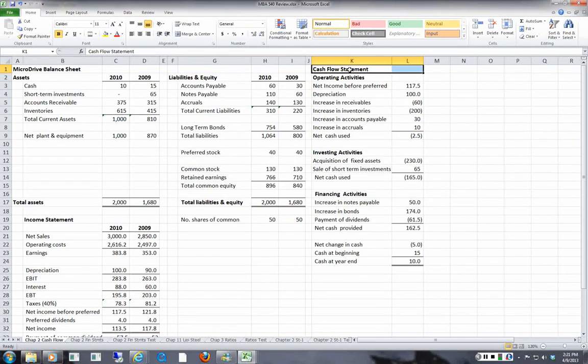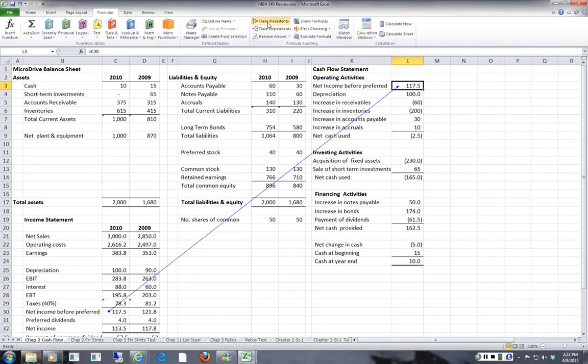So what I've got over here is a cash flow statement that I'm developing, and as you know, cash flow statements include three things: cash flow from operating activities, cash flow from investing, and cash flow from financing activities. So we've got here the income before preferred dividends. I'll click this, and you can see where I get that from. I pull that number from the income statement, and then to that I'm going to add the depreciation. We add depreciation because depreciation is a non-cash expense, so we've got to add that back in to get the cash flow.